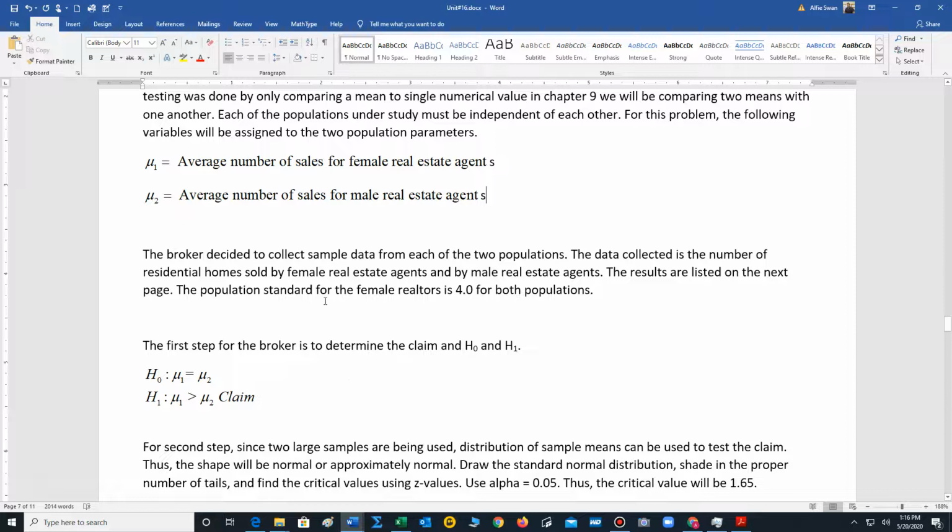The population standard deviation for female realtors and male realtors is 4.0 for both populations.